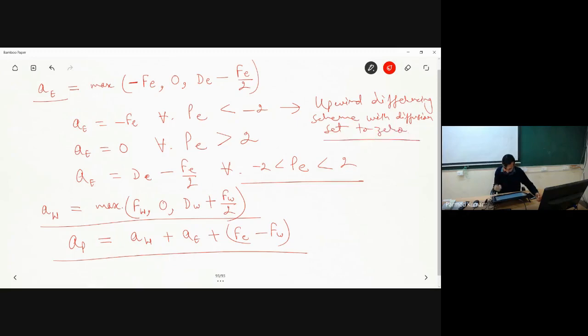Okay. And in this region, it will be behaving as CDS approximation. And once again, in this particular region also, it will be the same. So this point is clear.